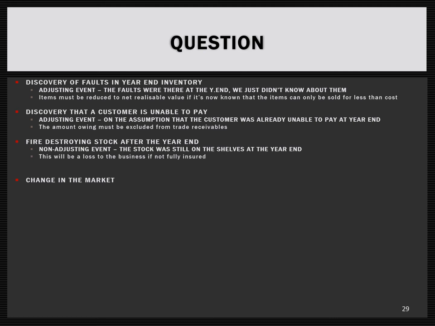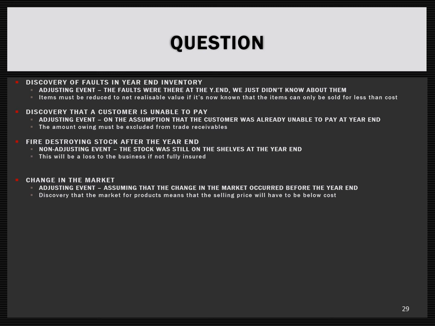Change in the market. If there's a change in the market for our products, which means that we can't sell them for the price that we expected, that will be an adjusting event, or at least potentially an adjusting event if the selling price is now below cost, because we would have to adjust our stock to net realizable value.